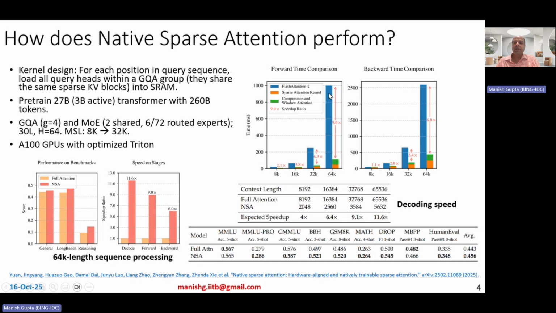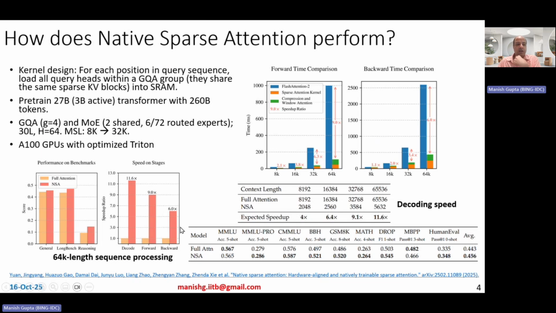What you observe is that compared to the blue one, there is a significant speedup. At 64K, it is 9x speedup, as you see here as well. But even for smaller context lengths like 32K, you still find 6.3x speedup for forward time, and quite some speedup at backward time computation as well. As we discussed, decoding speed at 64K is 11.6x, but even at other context lengths like 32K or even as small as 8K, you do get about 4x speedup.